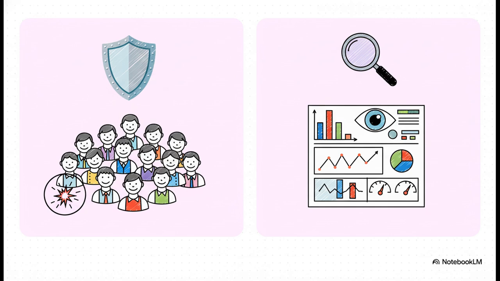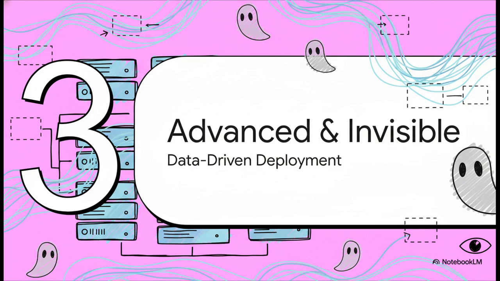You have to watch that small group of users like a hawk to see if the new version is performing okay before you even think about rolling it out to more people. Okay, now we're getting into the really cool stuff. These are the advanced, almost invisible strategies used by huge, large-scale systems to test new code with real traffic, often without users having any idea that it's even happening.